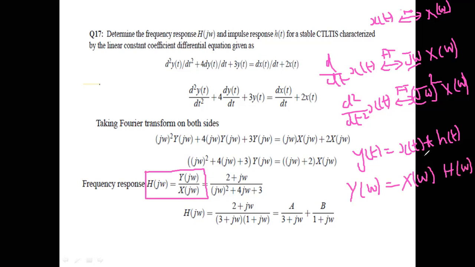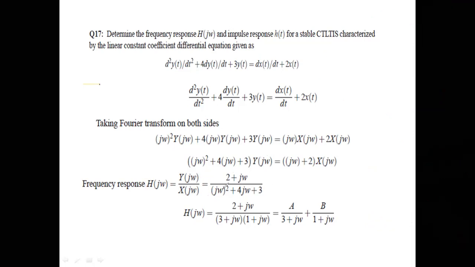Okay, my dear students. Now we did this using the convolution property. There is a product in the frequency domain. Now H of omega is equal to Y of omega by X of omega. H of j omega is equal to Y of j omega by X of j omega, which is 2 plus j omega by (j omega) whole square plus 4j omega plus 3. Okay, my dear students, got it?